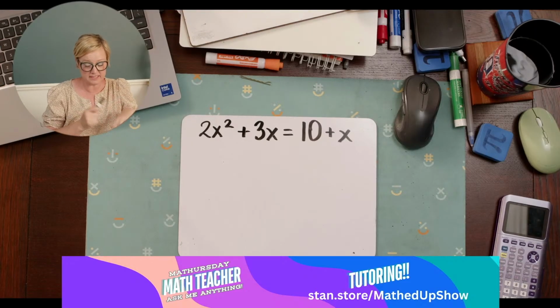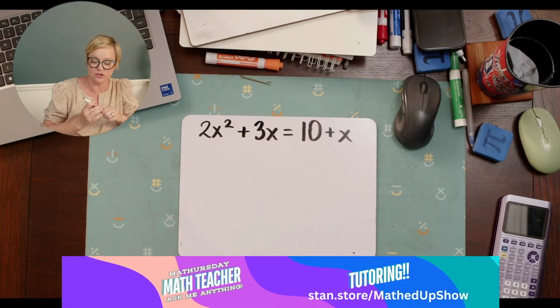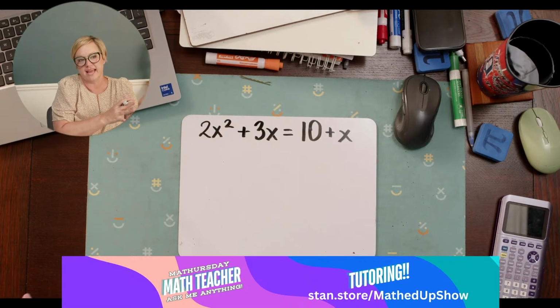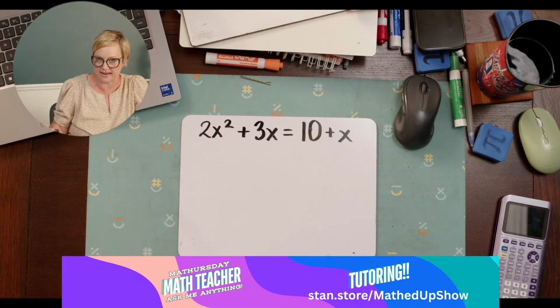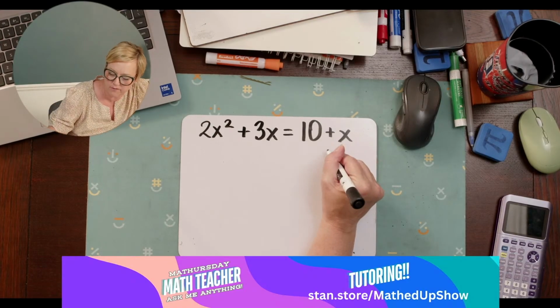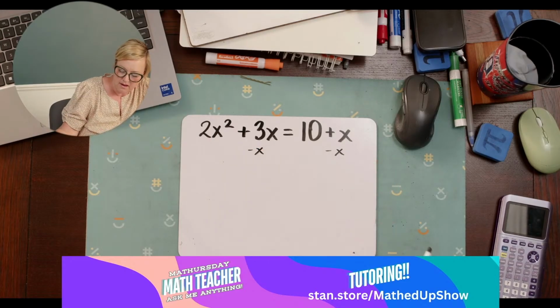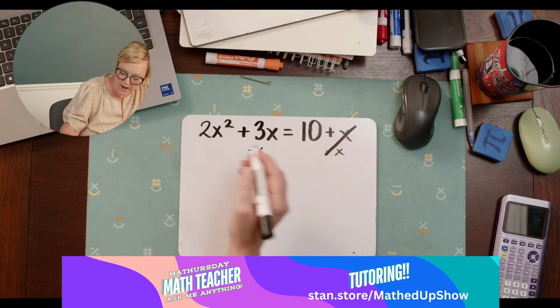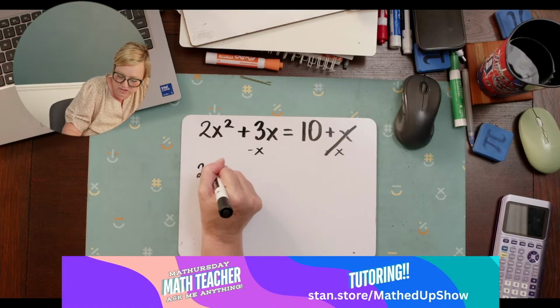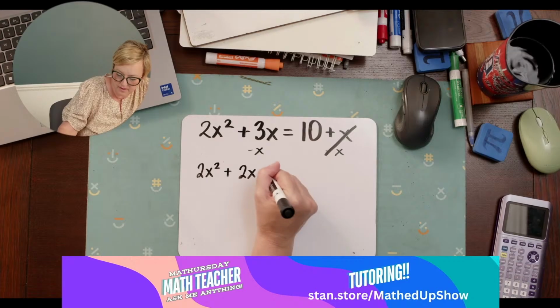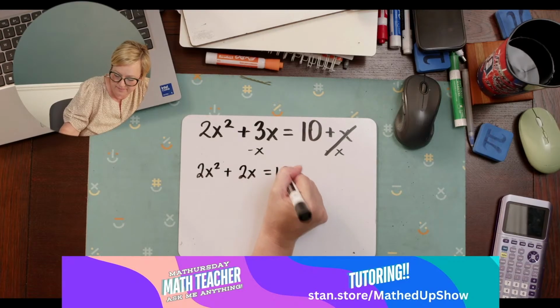So when we're solving this, the very first thing we need to do is get everything over on one side. We need at least all of the x's on one side. So the first thing I'm going to do is subtract the x from both sides. Okay, so this one goes away. So now I'm left with 2x squared plus 2x equals 10. Okay.